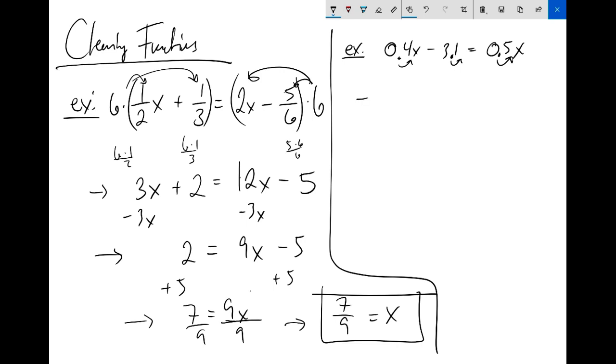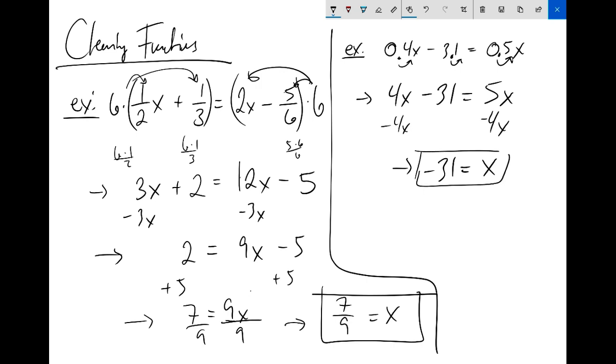So you could actually just move everything over one decimal place, and that would become 4x minus 31 equals 5x. And so then that makes everything nice and easy to work with. So then you could bring that 4x now to this side, and you'd be left with negative 31 equals, well, 5x minus 4x is just x.